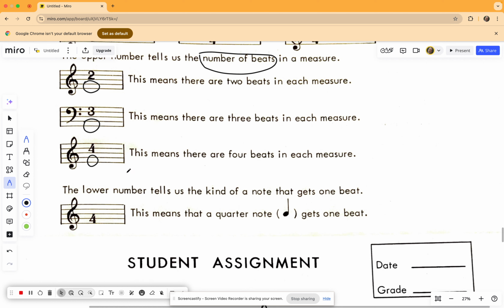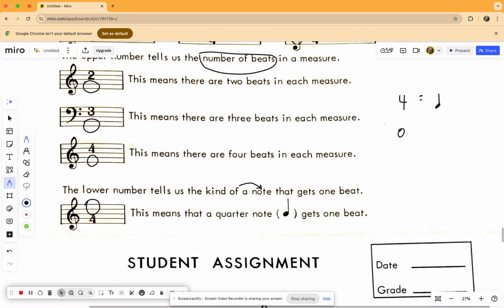So let's discuss the lower number. The lower number tells us the kind of note that gets one beat, or which receives one beat, right? So in this case, there's no upper number. So if the 4 is the lowest number, this means that a quarter note gets one beat. So the 4 corresponds to a quarter note.